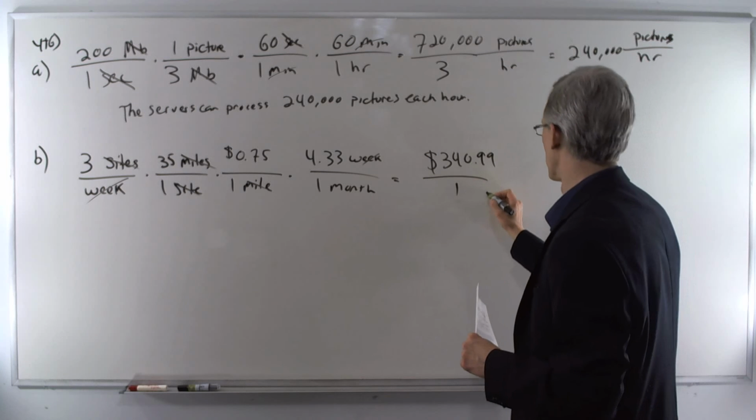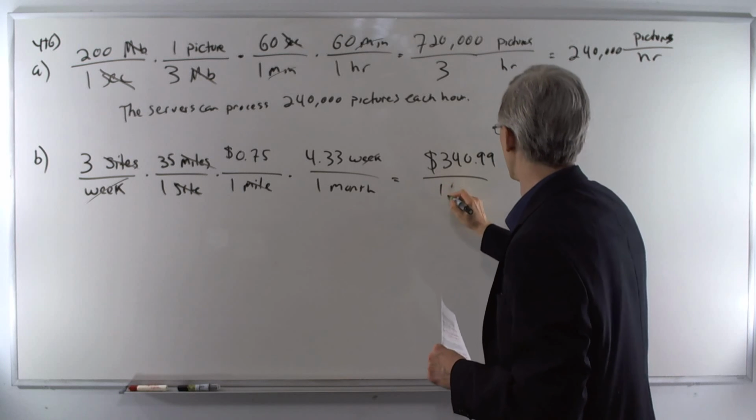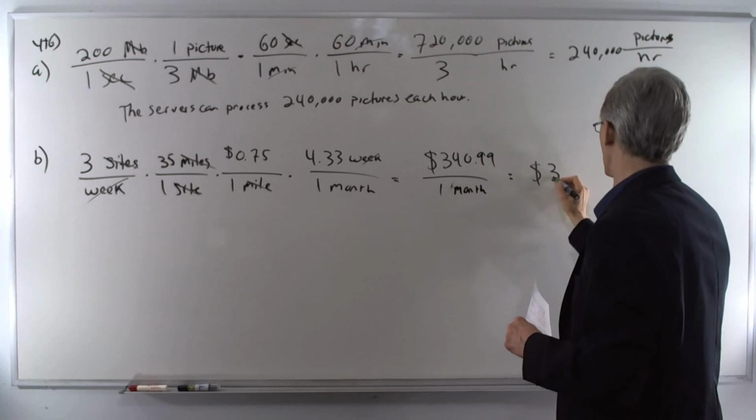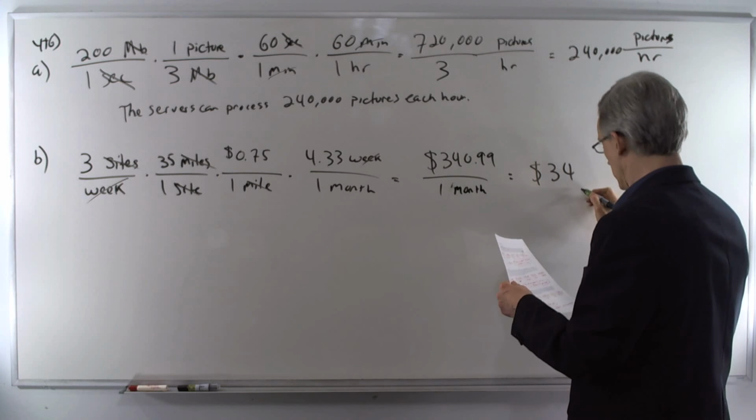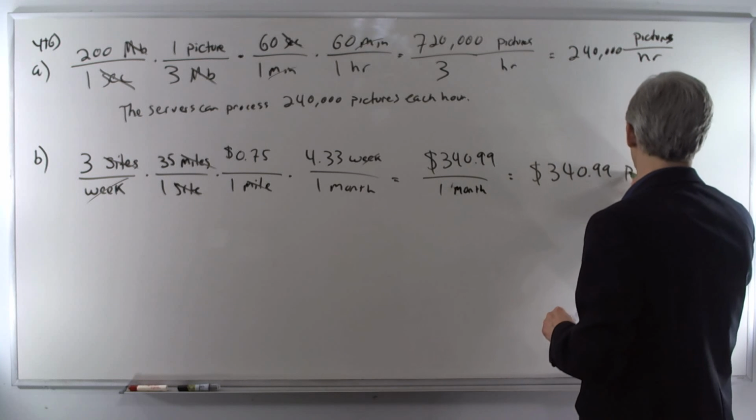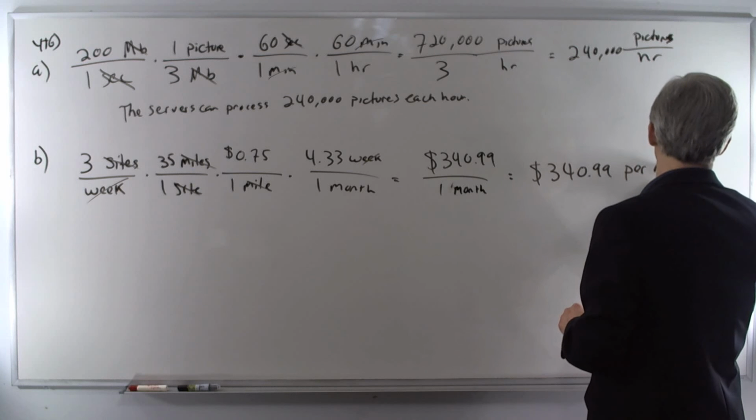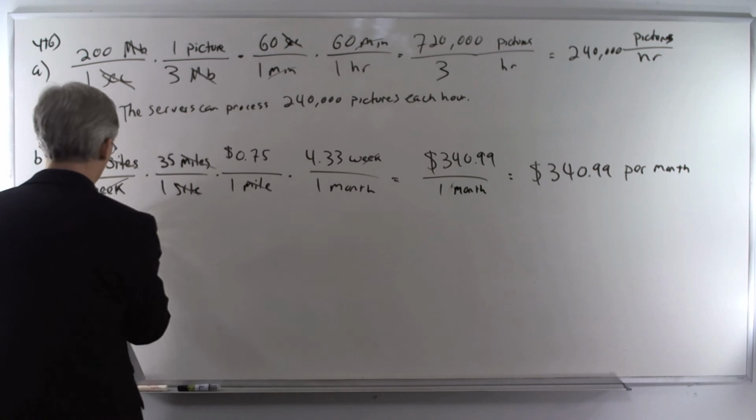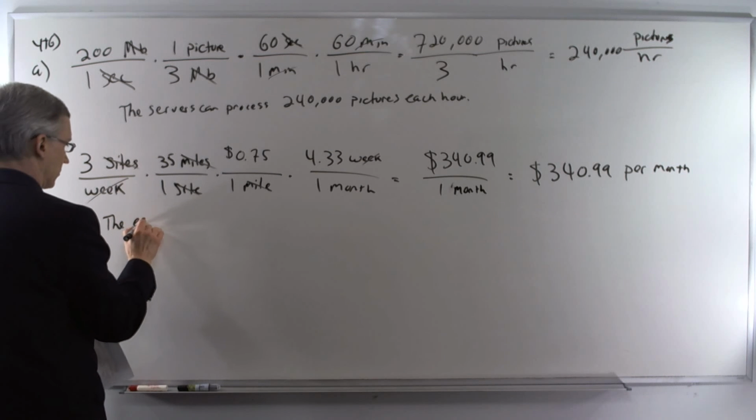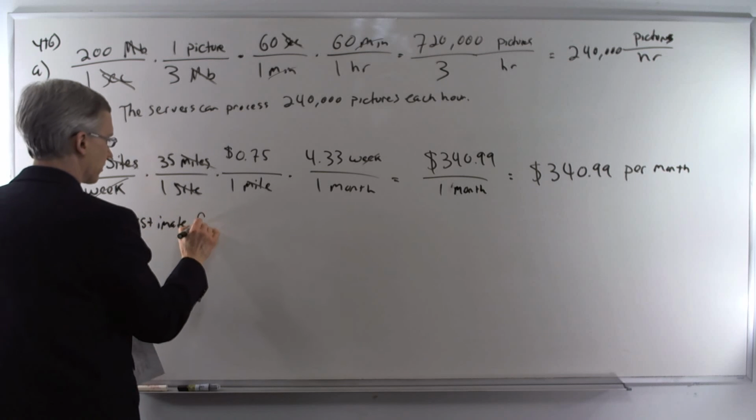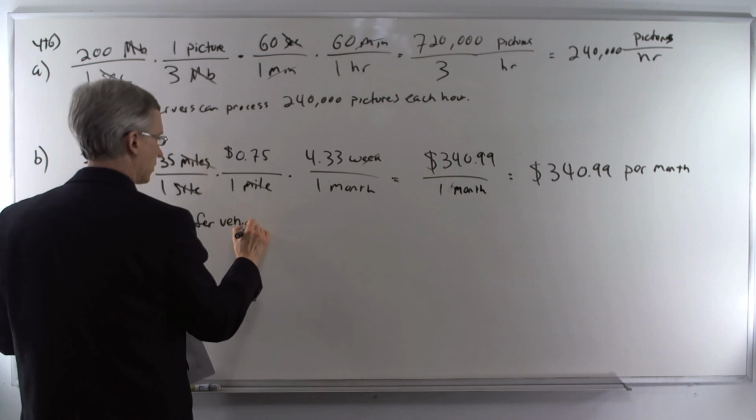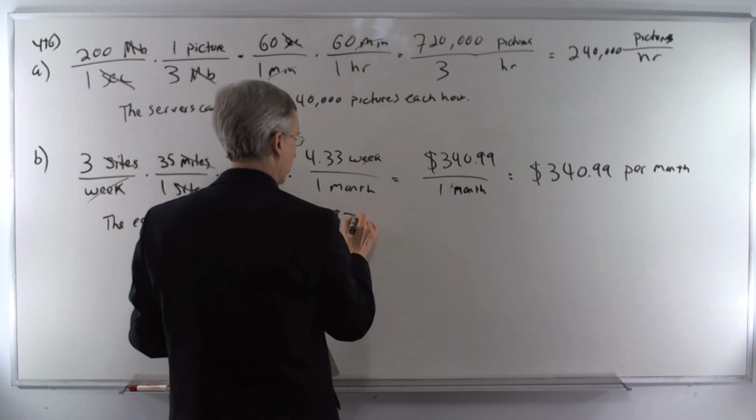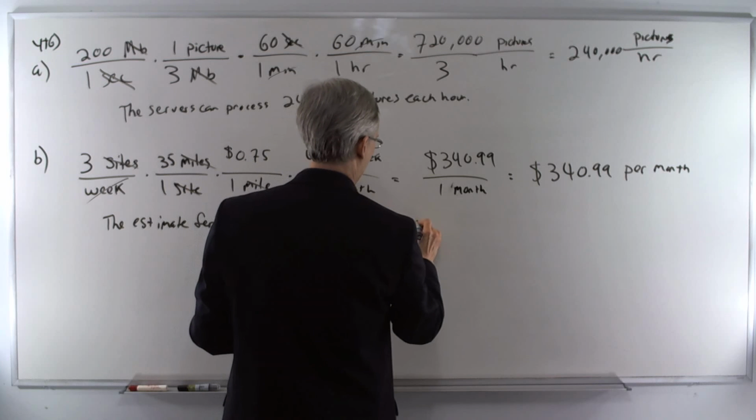And the units are dollars per, I'll just put 1 month on the bottom. So that is $340.99 per month. So the estimate for vehicle cost is $340.99 per month.